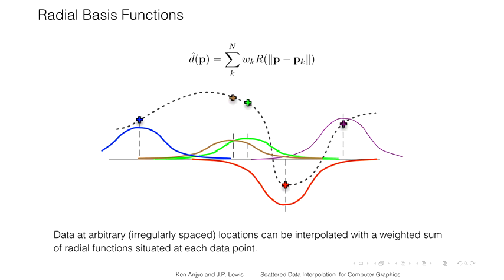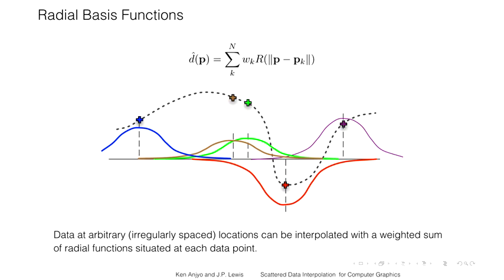Okay, so the last method, and this is the one we'll spend the most time on, is radial basis functions. Radial basis functions are nice. They're really simple to implement. They're smooth. They work the same in any number of dimensions.